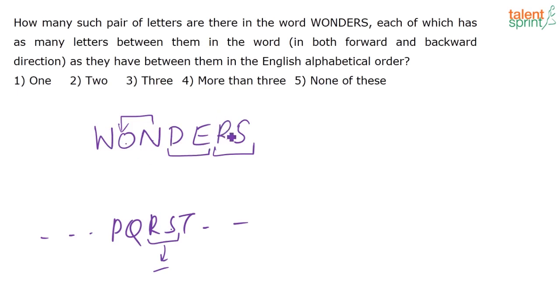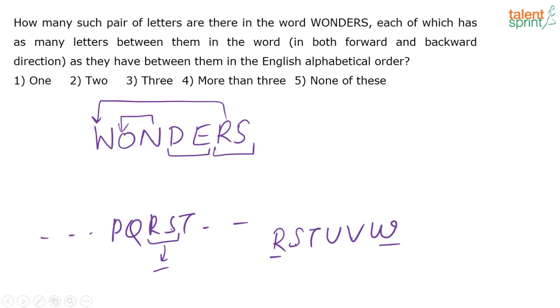Now take R and W. S and W, if you take P, Q, R, S, T, U, V, W. No, that's not correct. Take R. After R, S, T, U, V, W. Correct? So in the actual alphabets, P, Q, R, S, T, U, V, W. Between R and W, how many letters are there? 1, 2, 3, 4. Here also, in this question, between R and W, how many letters are there? 1, 2, 3, 4. So that is another pair which satisfies our condition.